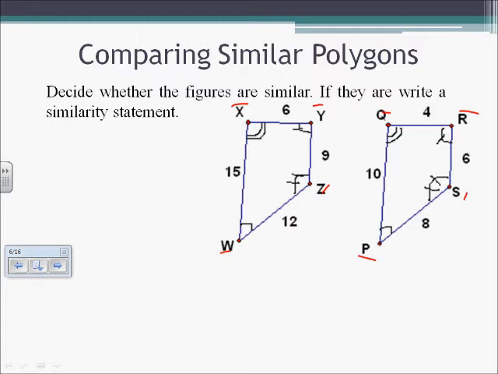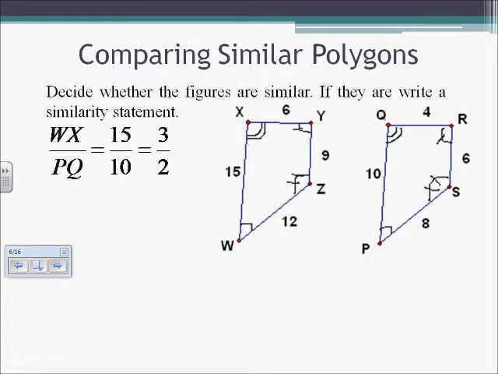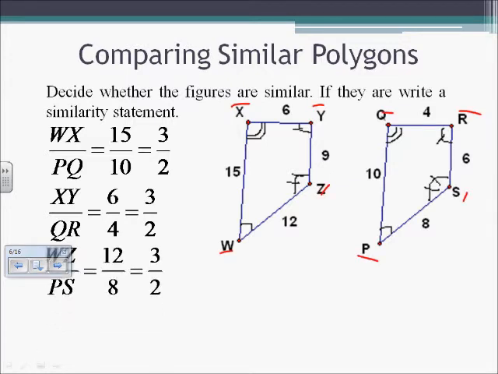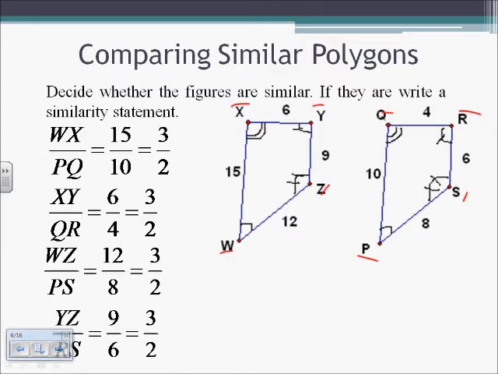But now I must have a proportion statement of all the sides. If there's any one side that's not in the same ratio as another, then we're not going to have the two figures being similar. So as I'm looking around here, I have WX over PQ, that's 15 over 10, which is equal to 3 over 2. XY over QR, that's 6 over 4, which is also in a 3:2 ratio. WZ over PS is 12 over 8, a 3:2 ratio. And YZ over RS is 9 over 6, which is also in a 3:2 ratio.